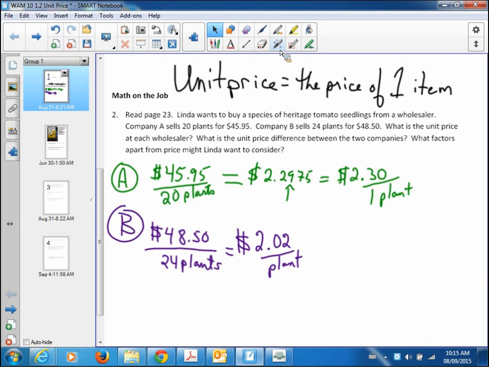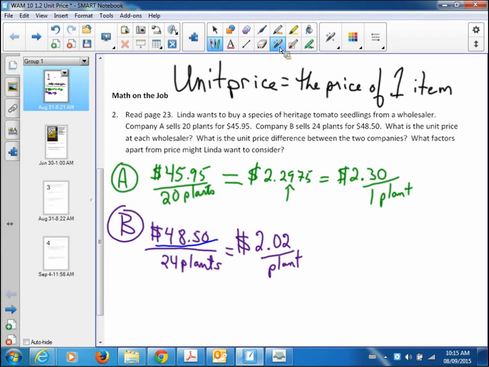Now, we just did the first part. What's the unit price at each wholesaler? Obviously, which is the better deal? The cheaper one, B. I would say, though, that just looking at this and then this, it would be hard to tell which one's the better price per plant. You'd have to actually work that out first, right? It's kind of tough, because this is more money up front for 24 plants, but it's cheaper per plant.